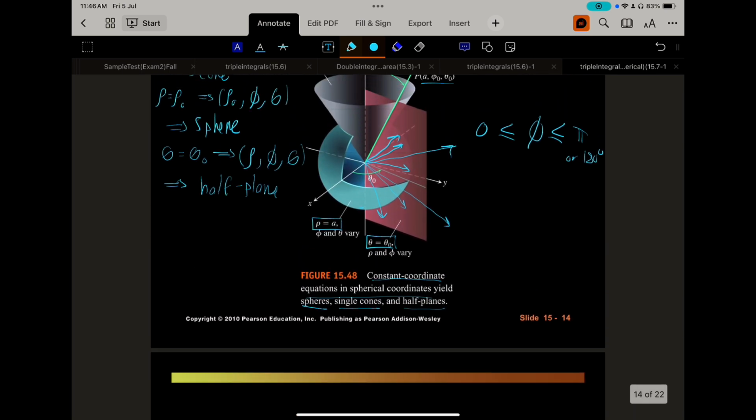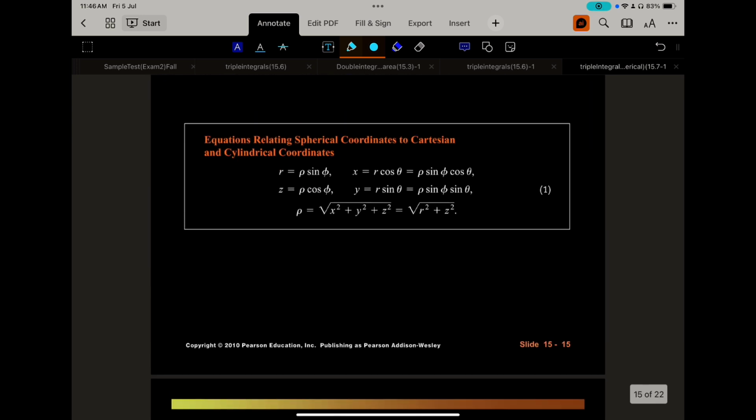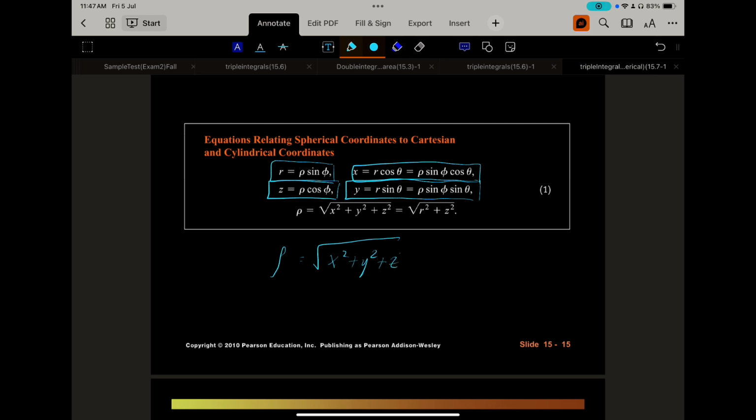Now here we have the equations relating spherical coordinates to Cartesian and cylindrical coordinates. So first we have r equals rho sine phi, and we showed you why that is. We have also x equals r cosine theta, and r, we said, is rho sine phi, so x gives us this, y gives us this, and then z is just rho cosine phi. We discussed why that is, and then rho is the square root of x squared plus y squared plus z squared, so that's basically the distance formula.